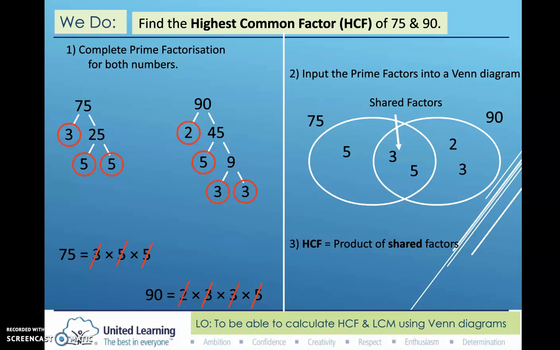And the highest common factor is the product of our shared factors. So 3 times 5, so 15. If we were to figure out the lowest common multiple, we would then do 15 times 2 times 3 times 5.